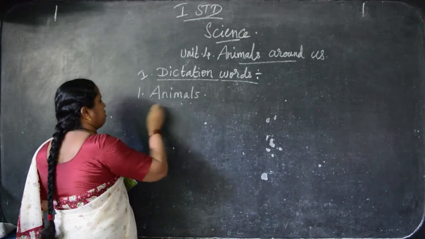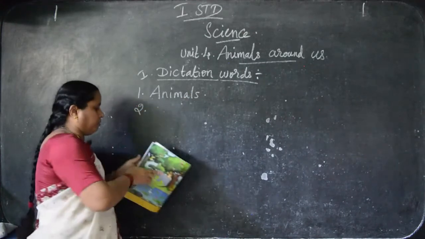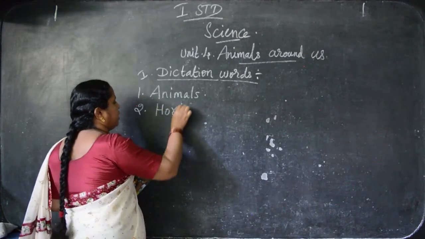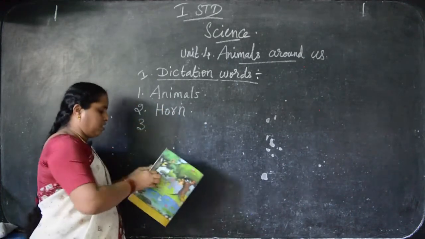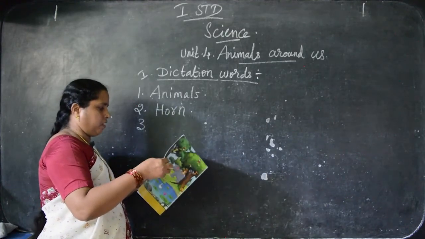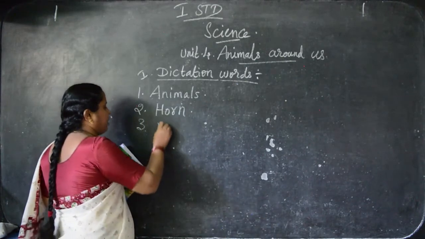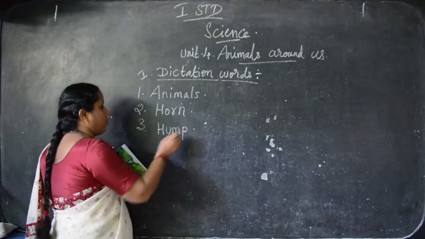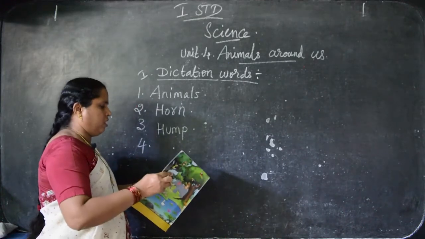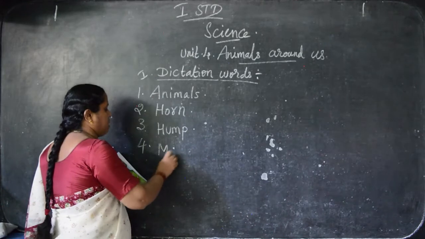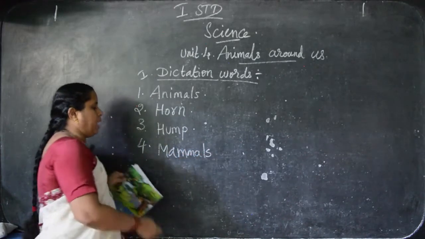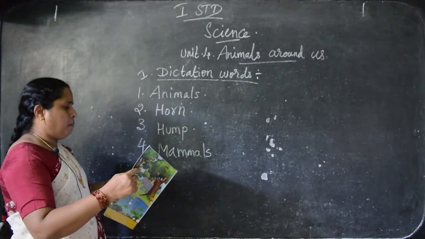A-N-I-M-A-L-S, animals. Second one, horn. H-O-R-N, horn. Third one, hump. H-U-M-P, hump. Fourth one, mammals. M-A-M-M-A-L-S, mammals.